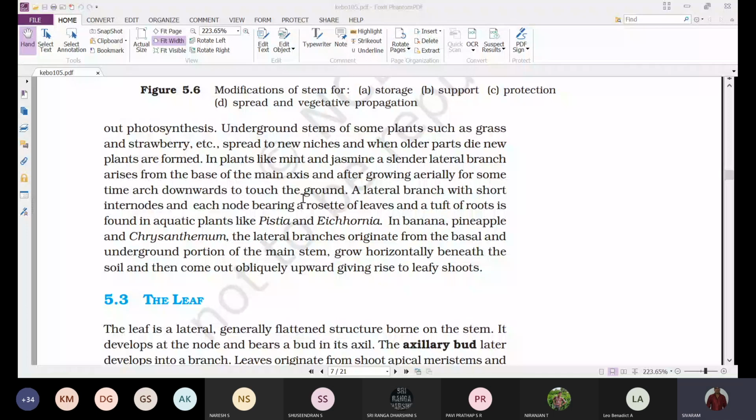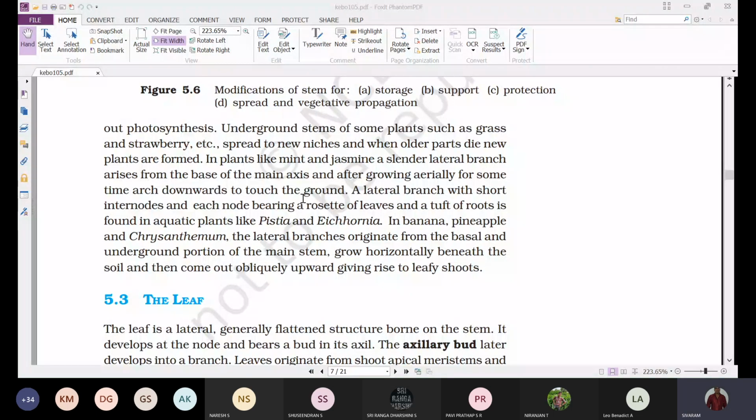And we said in grasses, the underground stems move through the soil and develop into new plants when old plants are destroyed. Such structures we call runners. Runners, suckers, stolons. And the next one is offsets.